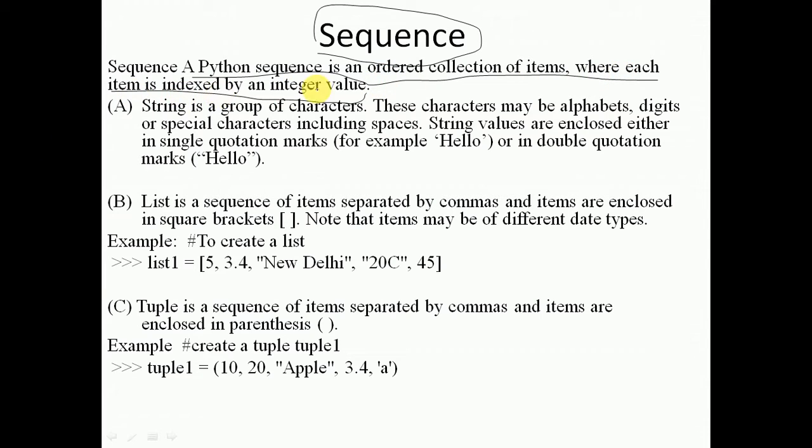It means that, for example, if you store hello, each of the alphabet you are using here will be indexed by an integer value. So the first character is H, so H is indexed with 0, and the next character E is indexed with 1, and L is indexed with 2, and L again is indexed with 3, then O is indexed with 4.